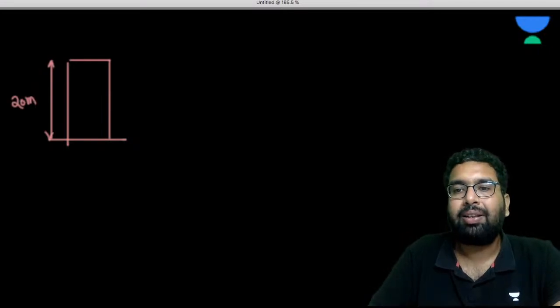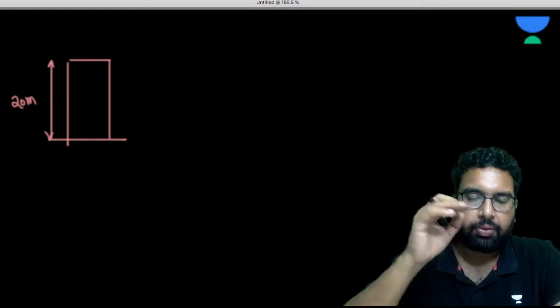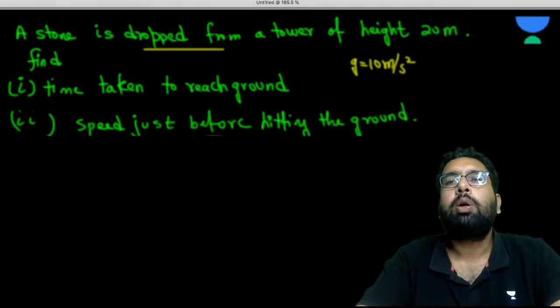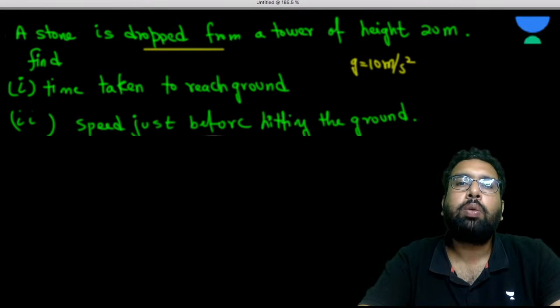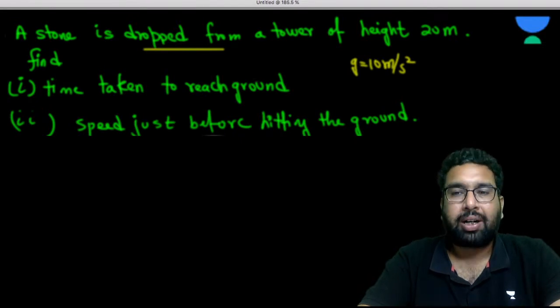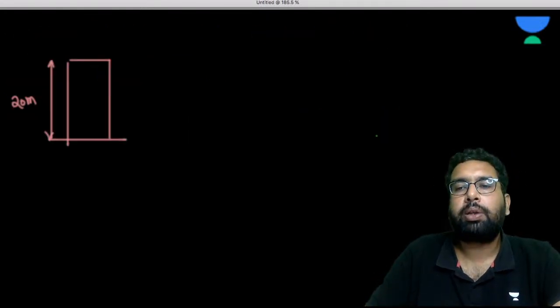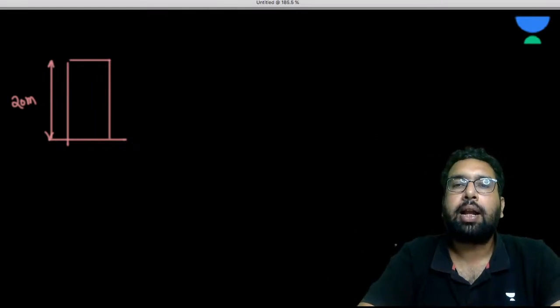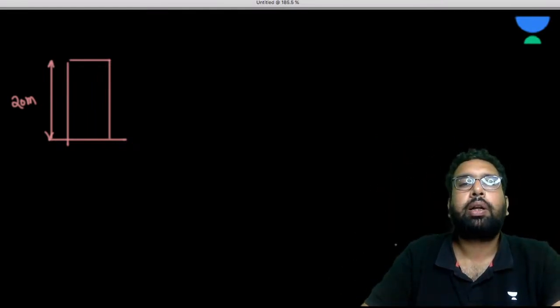Using this equation is very important. Let's try to understand its use, because using this you can understand projectile motion, relative velocity, and Newton's laws also. Now this is 20 meters, and the stone is dropped from this tower. When it is dropped, it initially has zero velocity. Let's suppose this is point A and it is dropped.